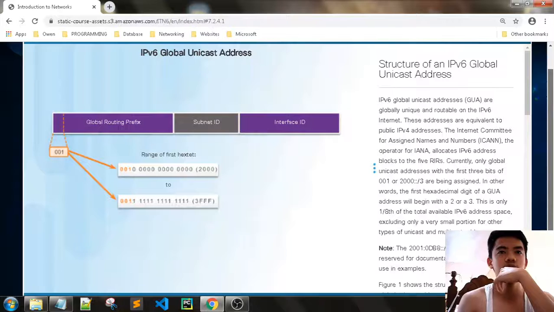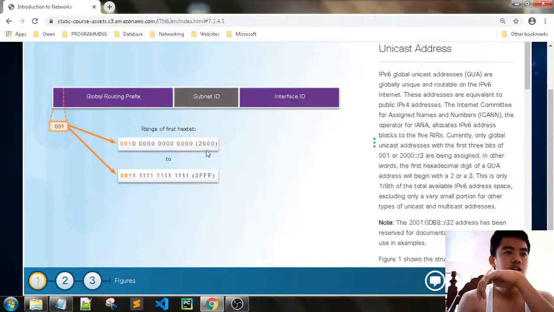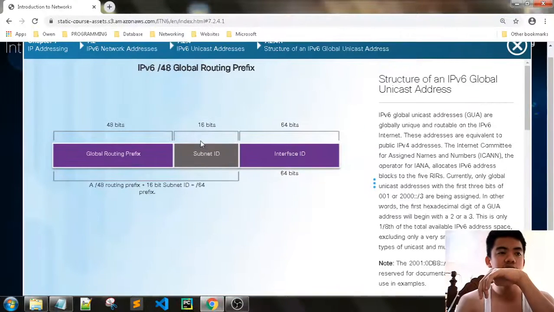Structure of v6 global unicast. We have the global routing prefix. Like I said earlier, the most common range of the first sextet is 2 or 3. It must start with 2 or 3 because it is predefined. The global routing prefix starts with 001.